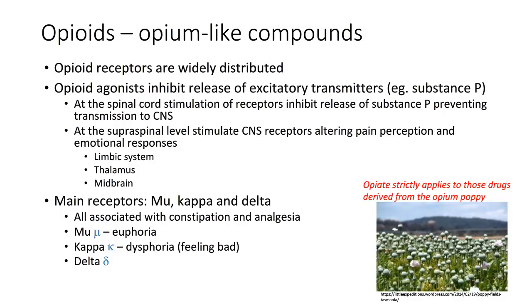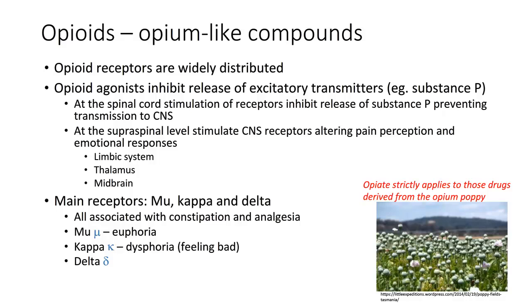All the receptors have a role in analgesia. The mu receptor also has a role in euphoria, which has the connection to people misusing the drug. There is also the aspect of dysphoria associated with the kappa receptor, which is the person who turns around and tells you that morphine actually makes them feel quite bad. And then there's the delta receptor, which has a role in constipation and analgesia as well.